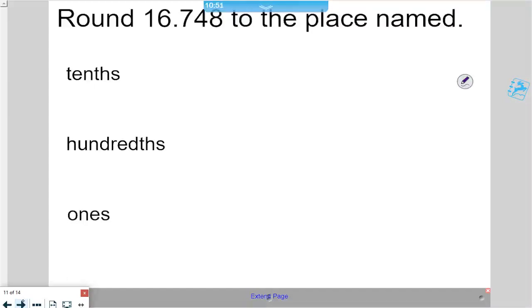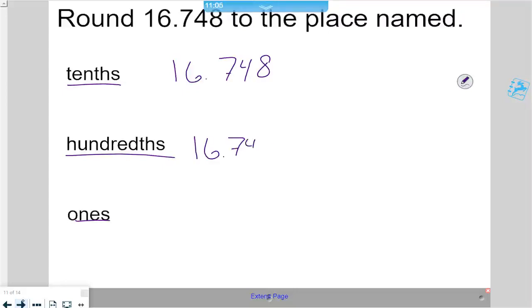They want us to round to the tenths, to the hundredths, and to the ones. So to the tenths, 16 and 748 thousandths. I'm just going to write it all in here real quick. So we have it. All right. First one we'll do tenths in green. Okay? So I circle my tenths place, underline. 0 through 4, circle stays the same.